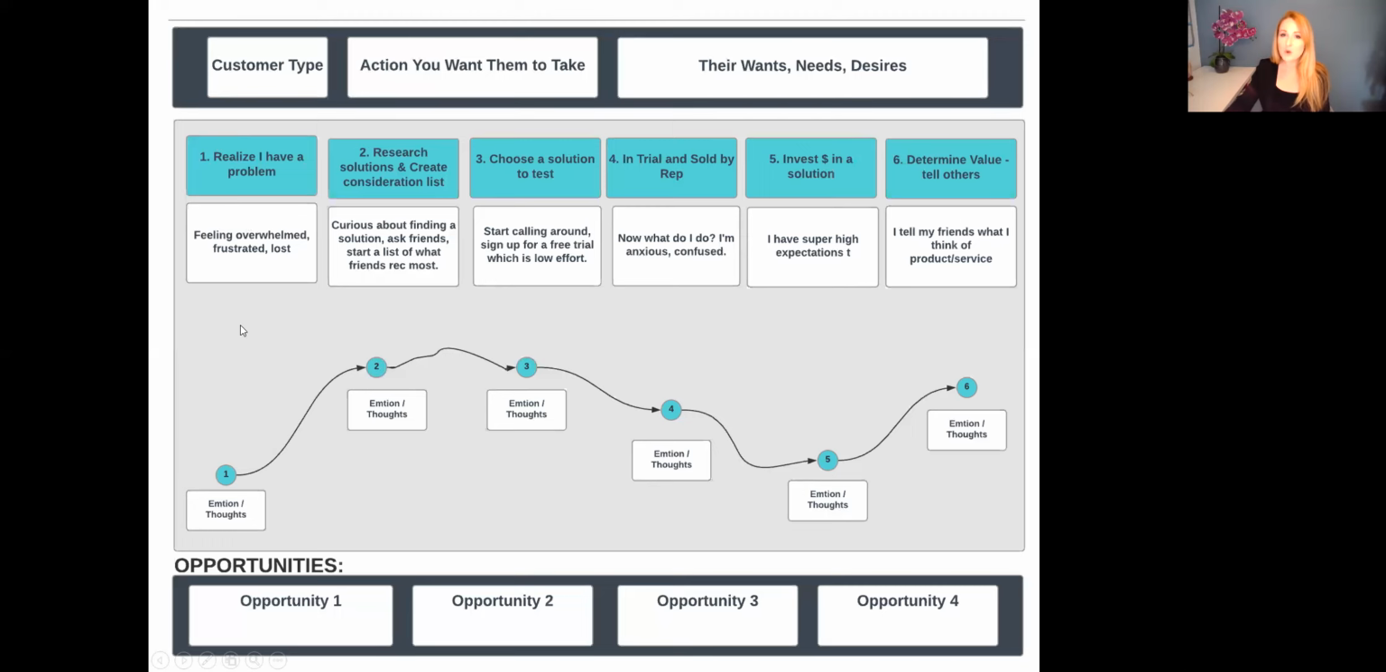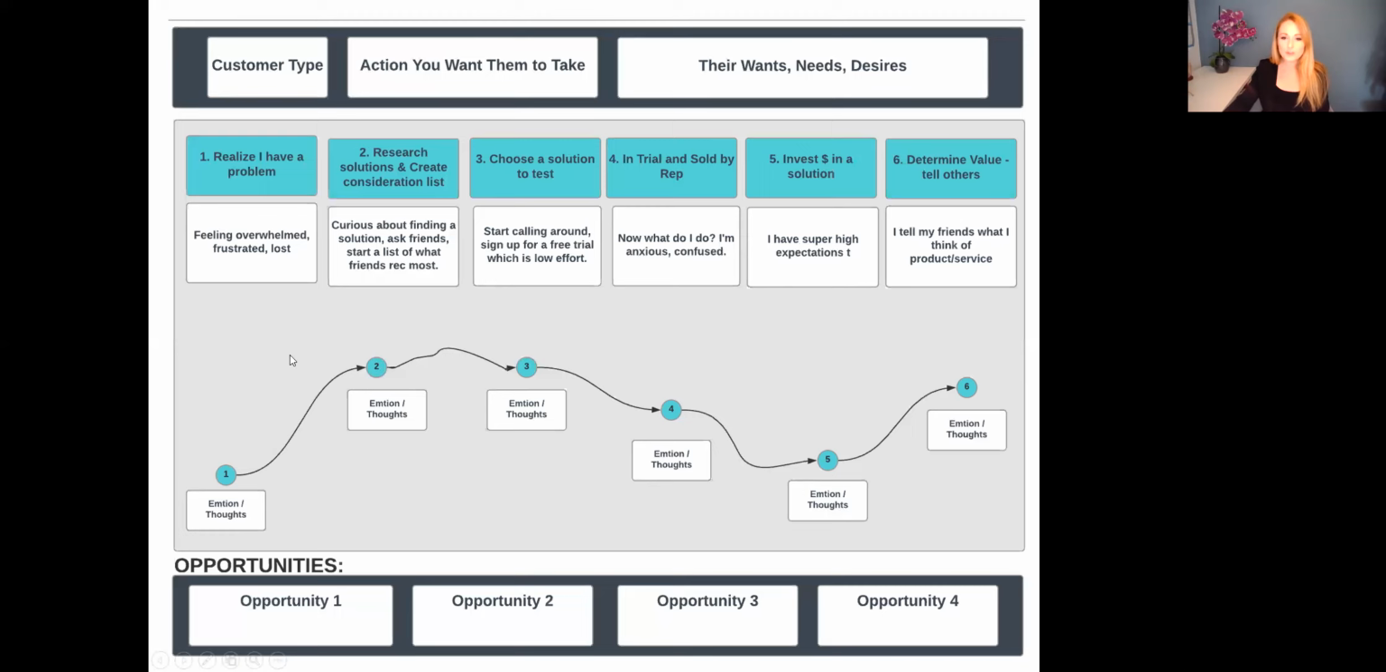So as you come down to here, once you understand the different phases that they're in, you can start plugging in the emotions and the thoughts that they're feeling at each stage. So as an example, in stage 1, when they realize they have a problem, they're probably really overwhelmed and frustrated and lost. And then they get curious and they start asking their friends and family and they start calling around. Once they're in that trial or they're talking about pricing, they're probably feeling really anxious and confused. And then they actually invest, and again, their expectations are super high, and that's when they start telling their friends what they think about your product or service.